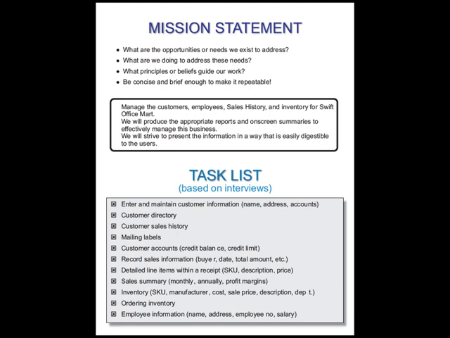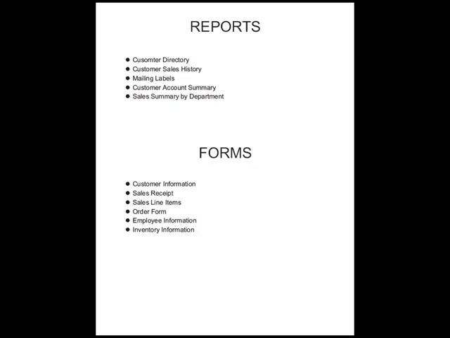Let's take a look at the forms and reports that are going to be used in this database just from our initial summary. Those might grow and change, but they're definitely something you want to try and identify here in the Define Your Data Elements section. Here's a quick list, again you'd be doing it on paper, of the forms and reports that I can see from the task list. In the reports, whether they be on screen or printed, we have our customer directory and sales history, the mailing labels, our customer account summary, and the sales summary by department.